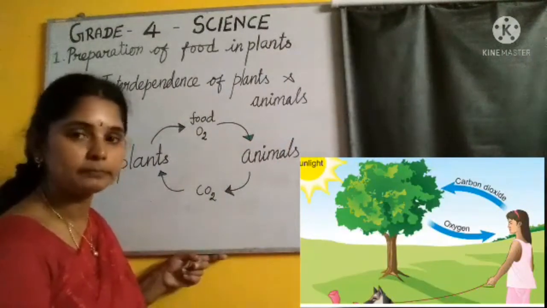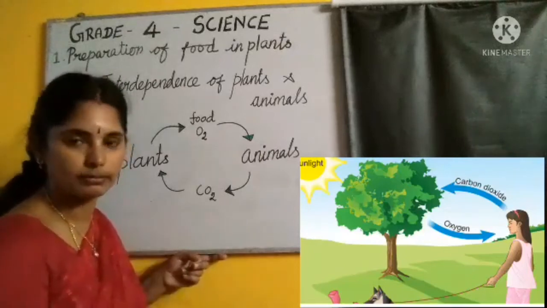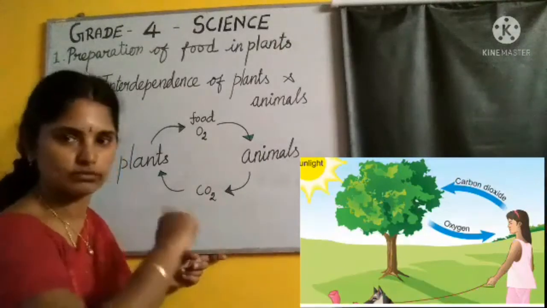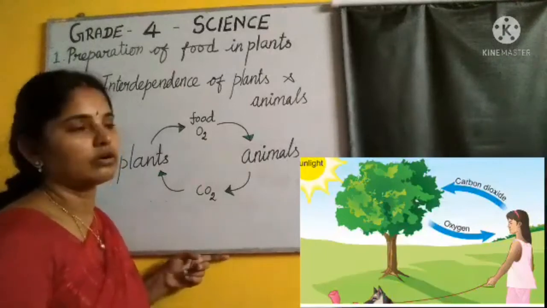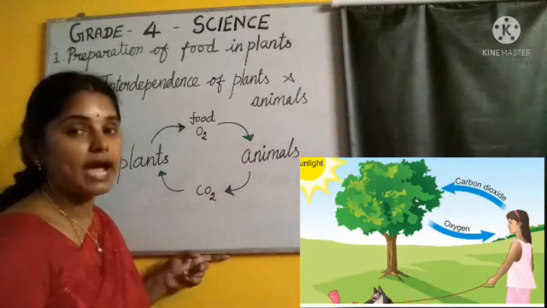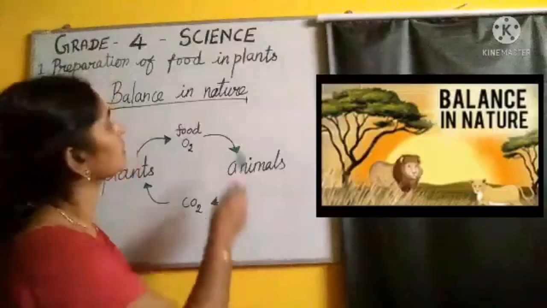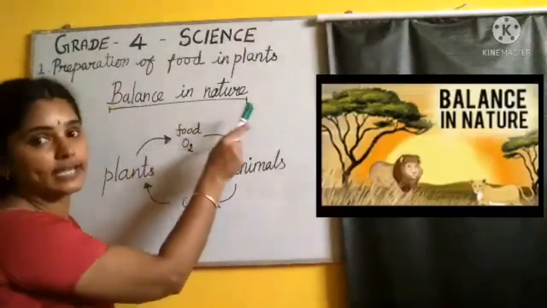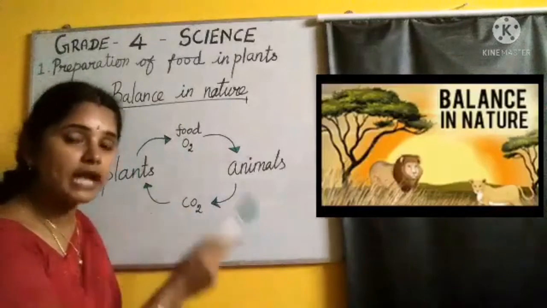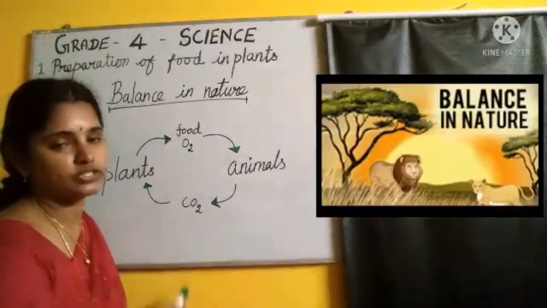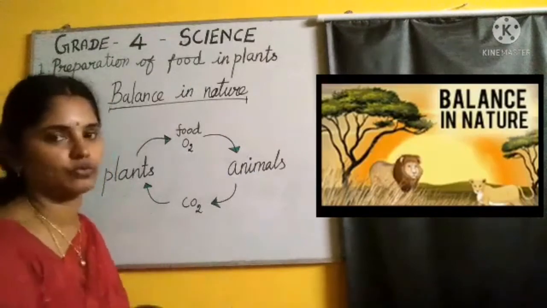Are you clear, children? Animals means we and animals, human beings and animals. Okay, both are in the same group. Okay, children, now we'll see balance in nature. Balance in nature. Plants and animals depend on each other. Interdependence of plants and animals.